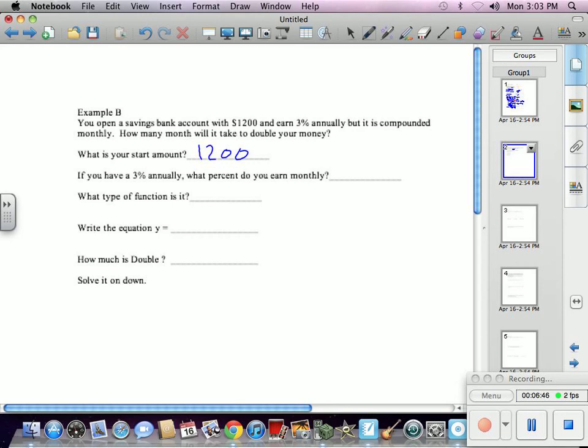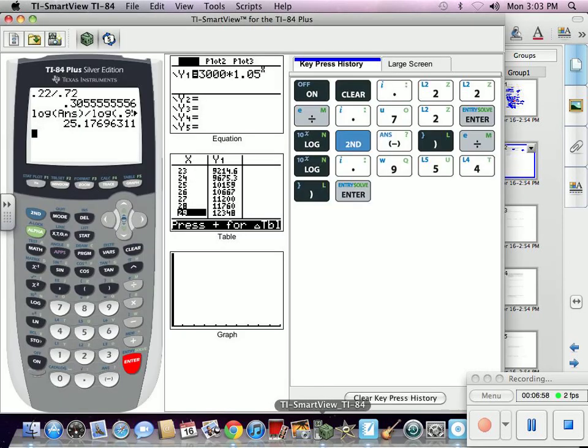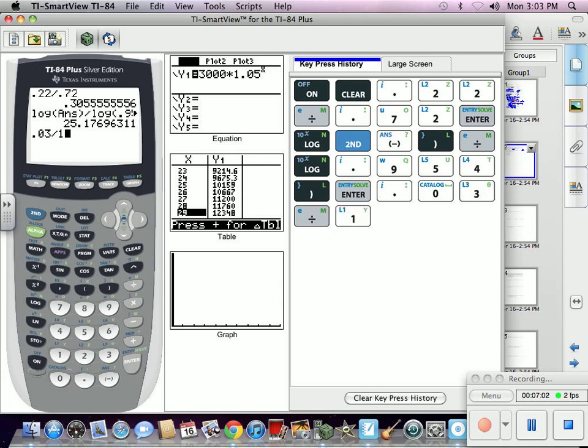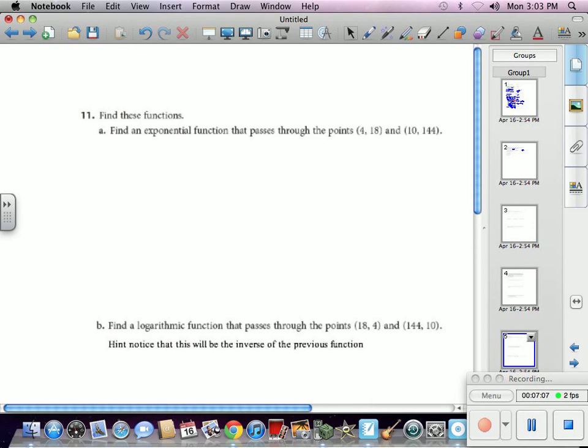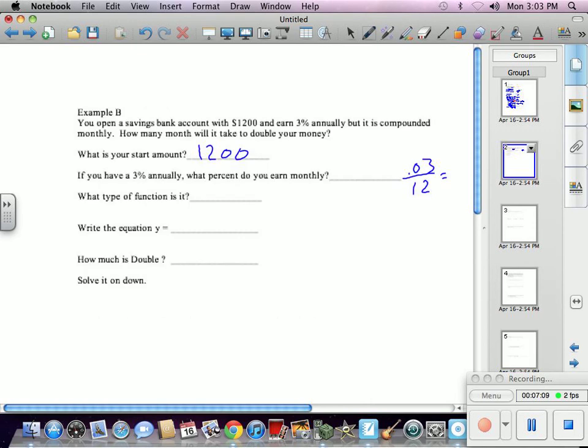You have 3% annually. What percent do you earn monthly? Well, if I get 3% annually, let's divide that by 12, and I get that amount. 0.03 divided by 12, I get 0.0025, or 0.25%. What type of function is it? Anything that grows by percents is an exponential function.